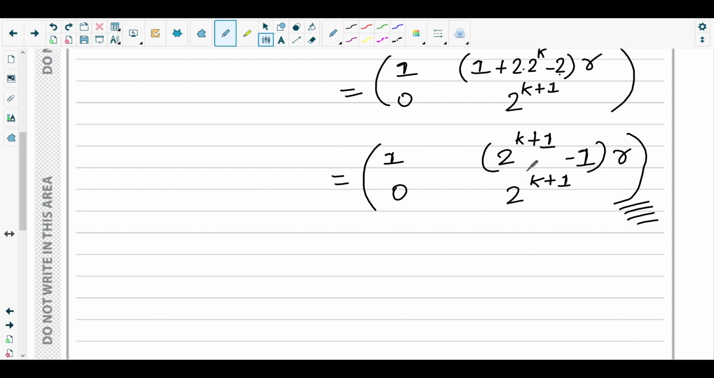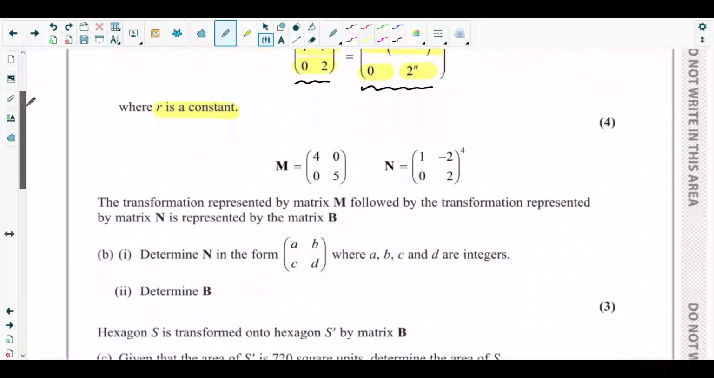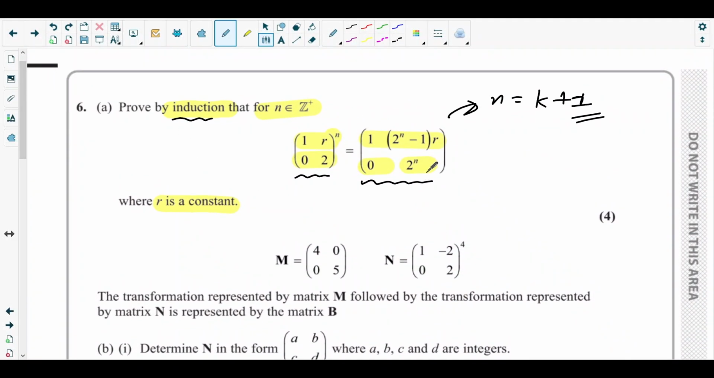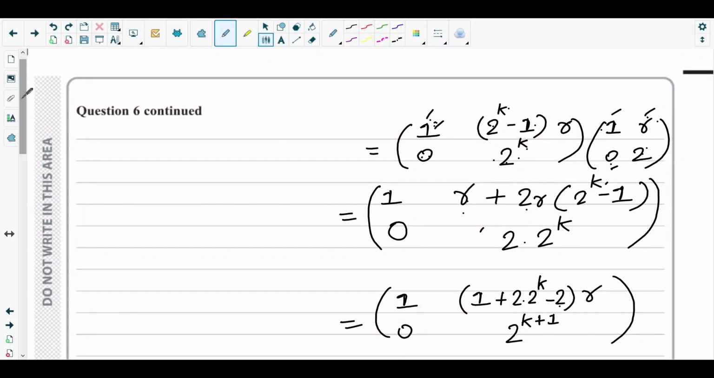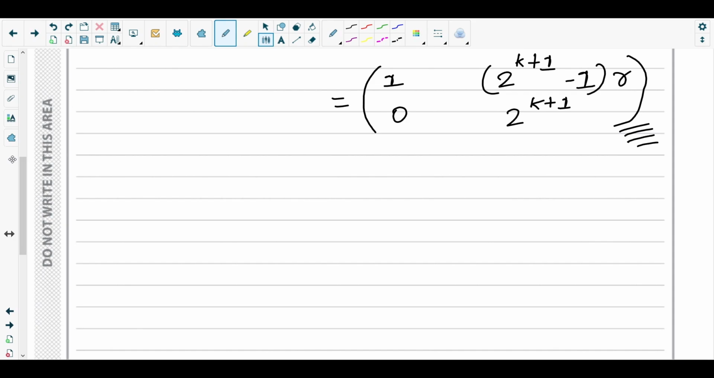That means we have shown by the induction method that we have approached the right hand side of the statement using the statement for n equals k. So this proves that if the given statement is true for n equals k, then the given statement must be true for n equals k plus 1. That's the statement we have to make at the end of the answer.